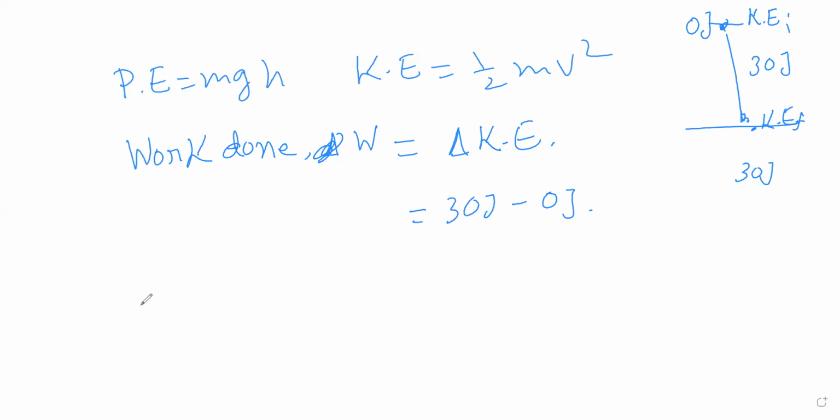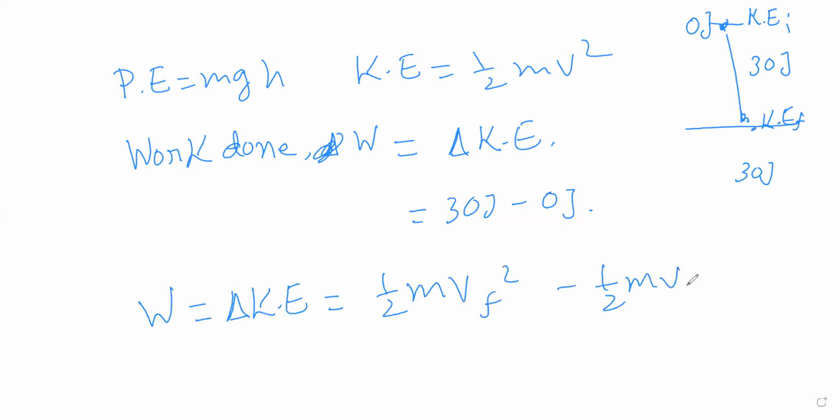But we need to use the formula, right? Change in kinetic energy is work done, so half m v final square minus half m v initial square. For example, one object is moving at 20 meter per second, and now it is moving at 60 meter per second. How much work is done on the object? If the object is 5 kilograms, it is half into 5 into 60 square minus half into 5 into 20 square. This is the work done.